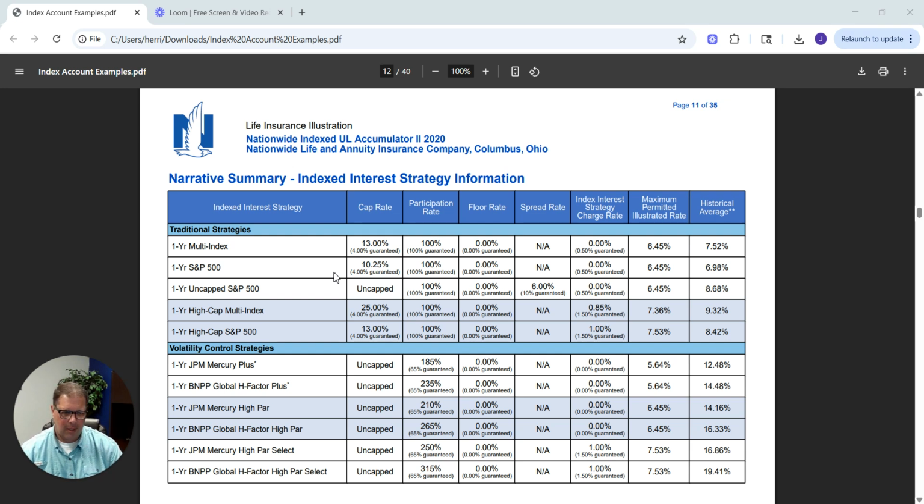their crediting. You can see here that with these traditional strategies, the participation rate is guaranteed at 100%. So that's nice to see that however these indexes perform within that 12-month period, you will always enjoy 100% of that crediting up to the cap. Now you'll see right here in the middle, they have an S&P 500 uncapped account.